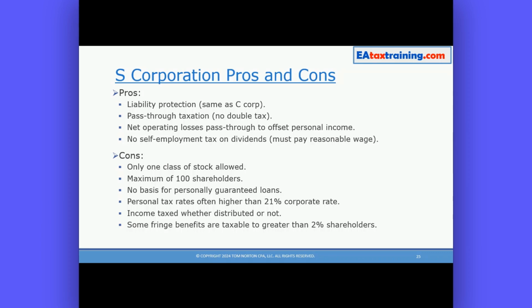And again, another disadvantage of the S corp is the income is going to be taxed to the shareholder whether or not it is distributed to the shareholder. And there are some fringe benefits that are taxable to shareholders, to any greater than 2% shareholder, that you would not have that issue if you had a C corporation.